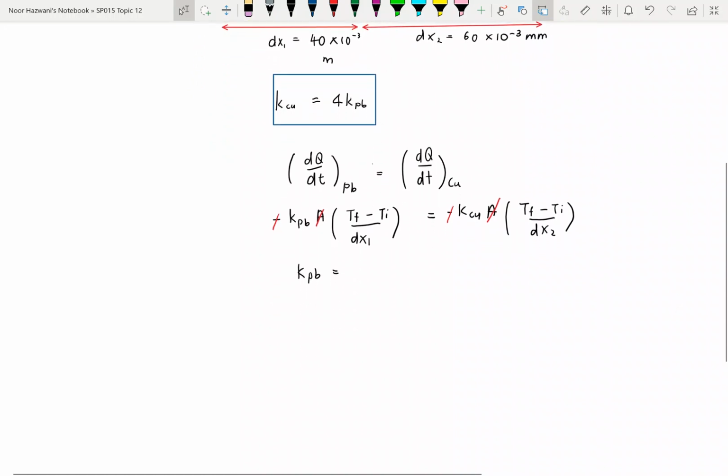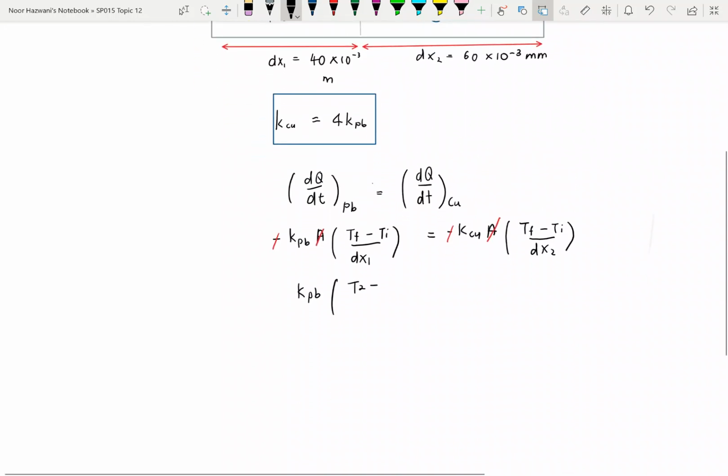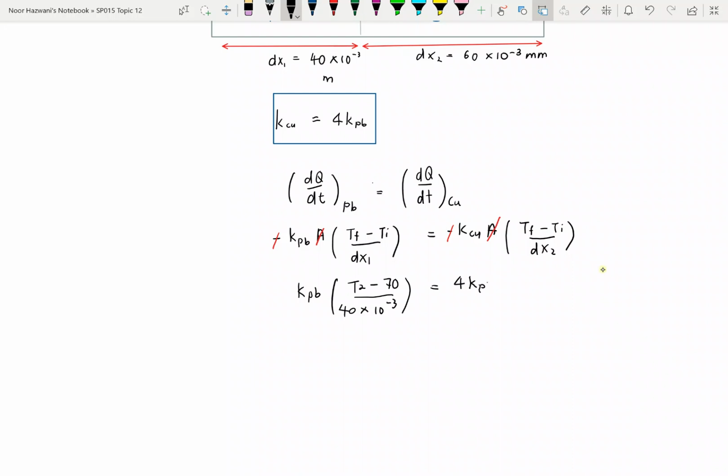So dekat sini kita akan masukkan, so T2 minus dengan T1, which is the value is 70. So masukkan 70. And then the value for dx1 is 40. Make sure in SI unit. Okay, and then K copper, we declare it as 4 times thermal conductivity for lead. So we write down as 4 K lead.